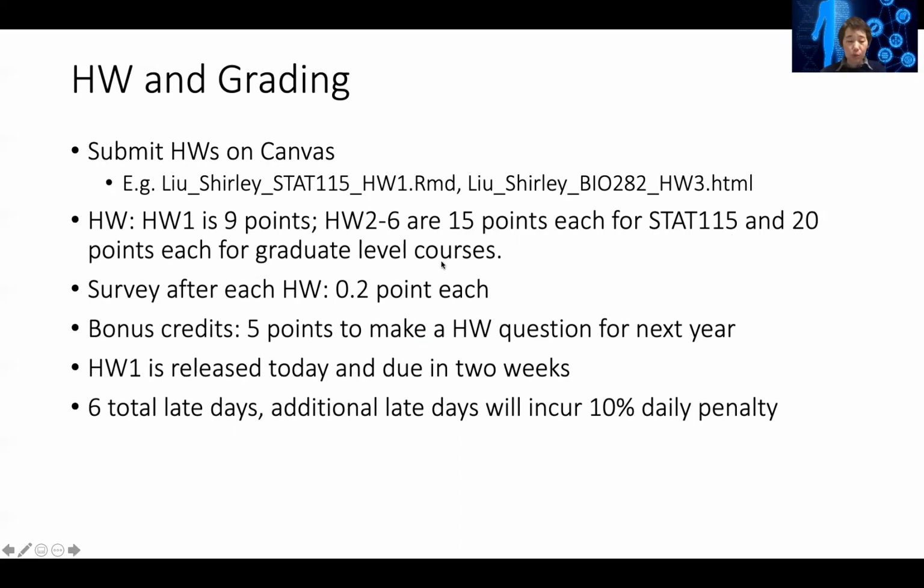We will distribute just one set of problem set for each homework, but on questions that are labeled for graduate student only, that means that if you are only taking Stat 115, you don't have to do those. But students who are taking the graduate level of the course, you have to do all the questions in that problem set. And that's why the graduate course has more points.